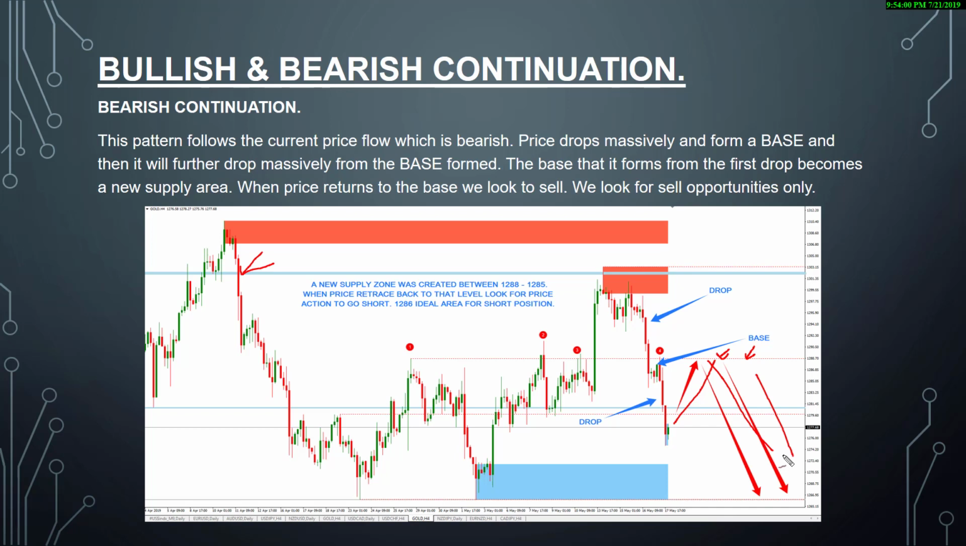In this case, a new supply zone was created between 1288 and 1285. You can clearly see here a new level of supply area was created. When price retraces back to that level, look for price action to go short. When price comes back in here, this is when you look for sell opportunities with a properly defined plan.